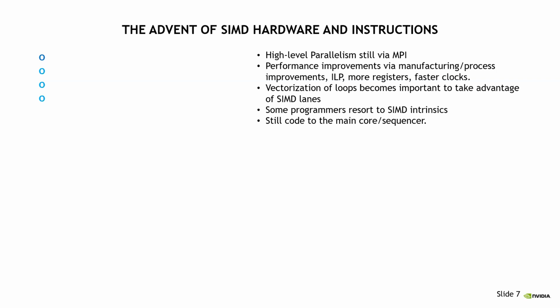From a programmer's point of view, you still coded to the main core or sequencer, the darker blue circle on the left, even though you could have up to 4 lanes of data being operated on. So there were vector loads, vector stores, and vector operations, but they were still emitted by the main core, or the main lane, I should say, of the processor.